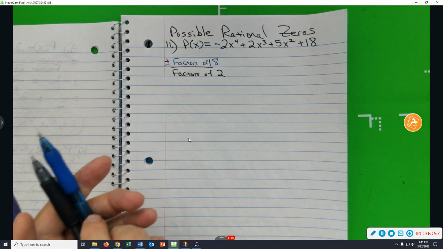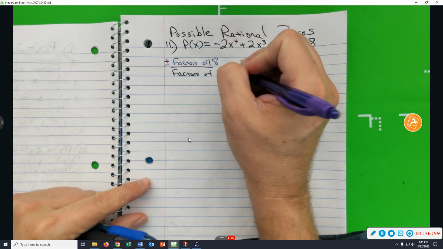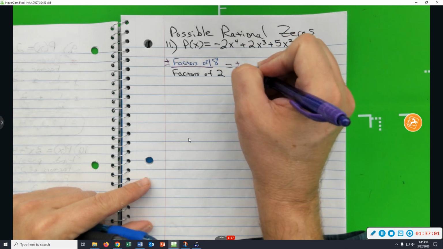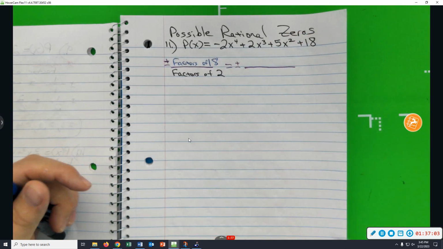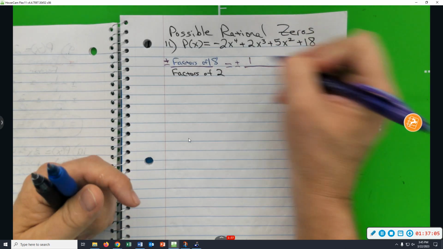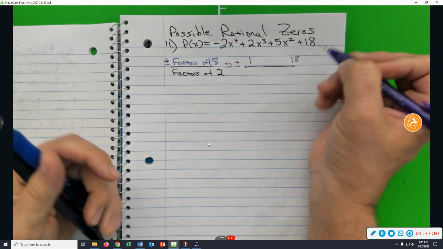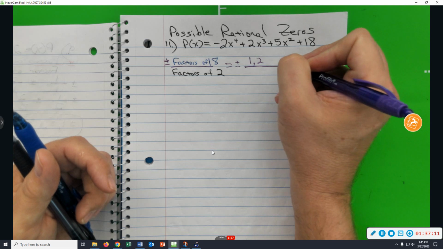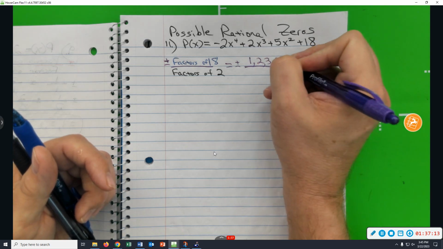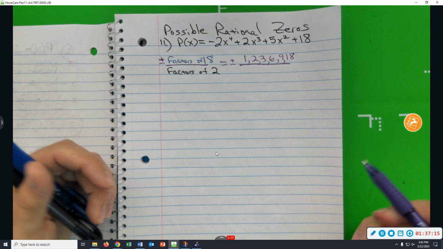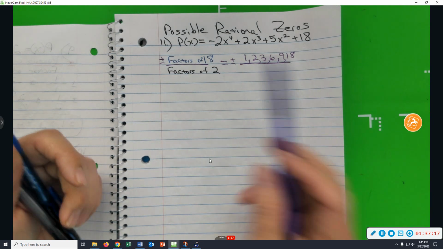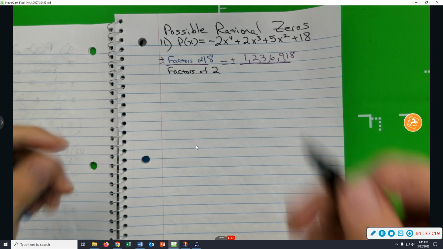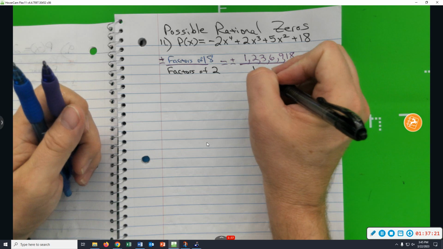So let's write out those factors of 18. I think there's more than in the other two problems. You could have 1 times 18, or 2 times 9, or 3 times 6. Now the factors of 2, that's easy, just 1 and 2.